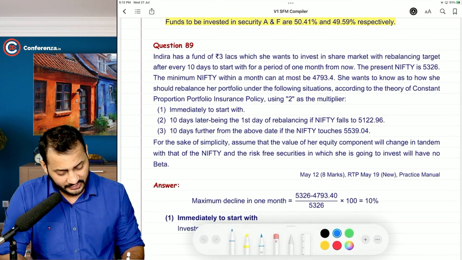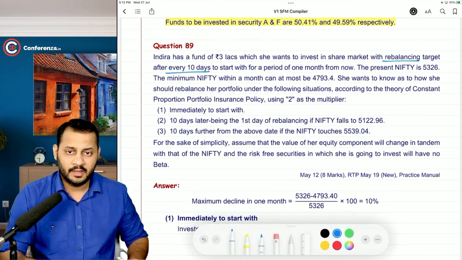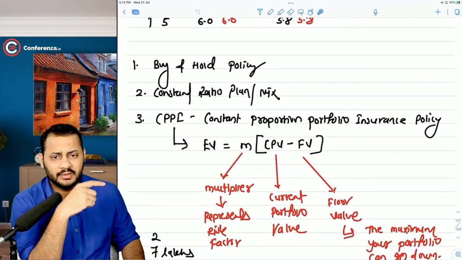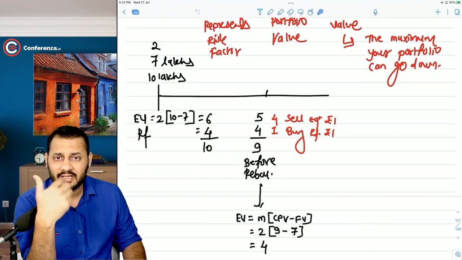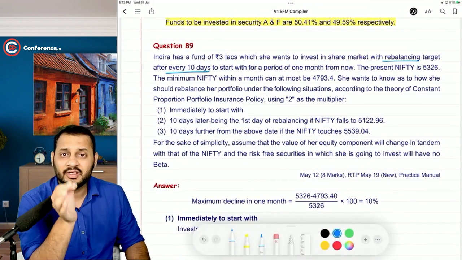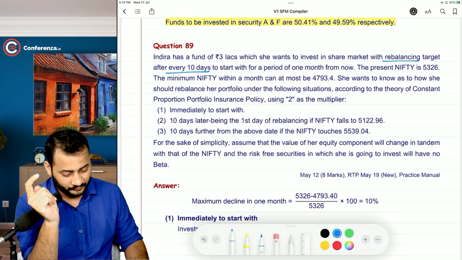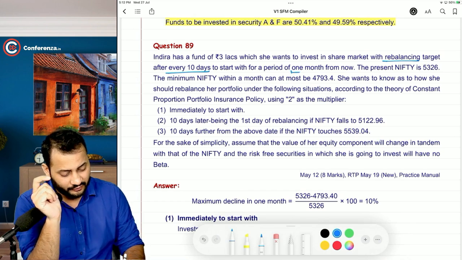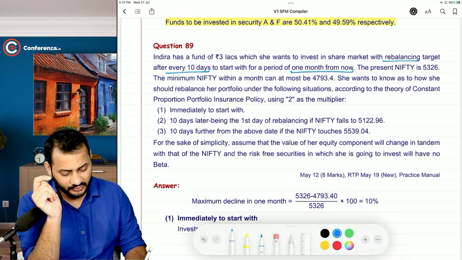She wants to invest in the share market with a rebalancing target of every 10 days. So in the example that I gave you here, we were rebalancing after every month. In this part, she is rebalancing after every 10 days. Okay. And this policy is going to be followed for a month, or 1 month from now.